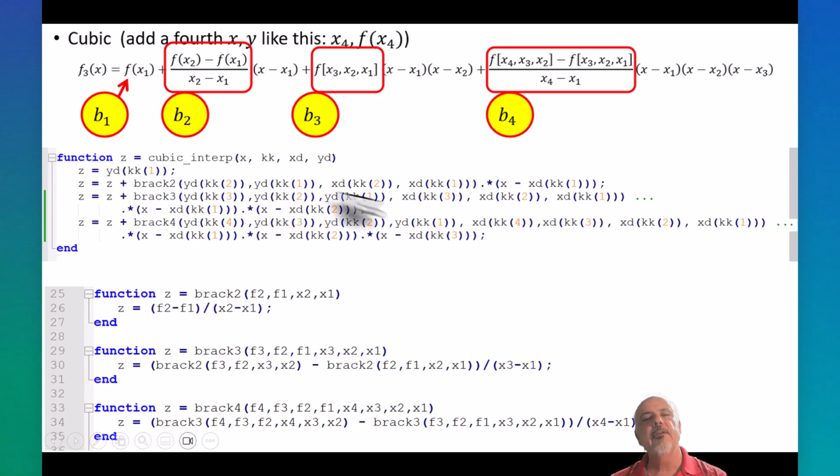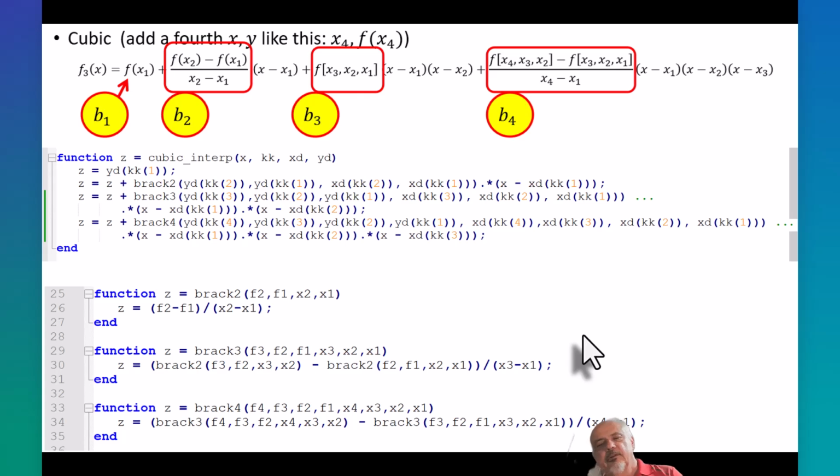And the dot, dot, dot means I continue, because I'm going to multiply by X minus X1, and then I'm going to multiply by X minus X2. That's what this is doing for me. So that takes care of the quadratic part. Now I'm going to add in the cubic part, which is a BRAC4.